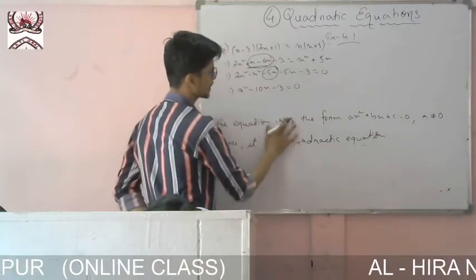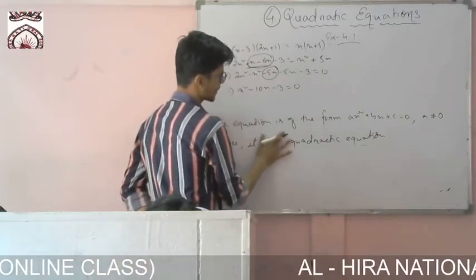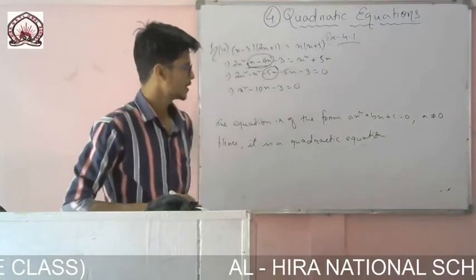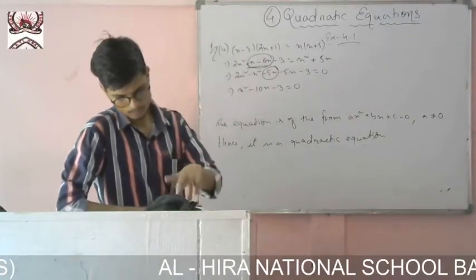So it is a quadratic equation. It is of the form ax square plus bx plus c equals to 0, where a not equals to 0.